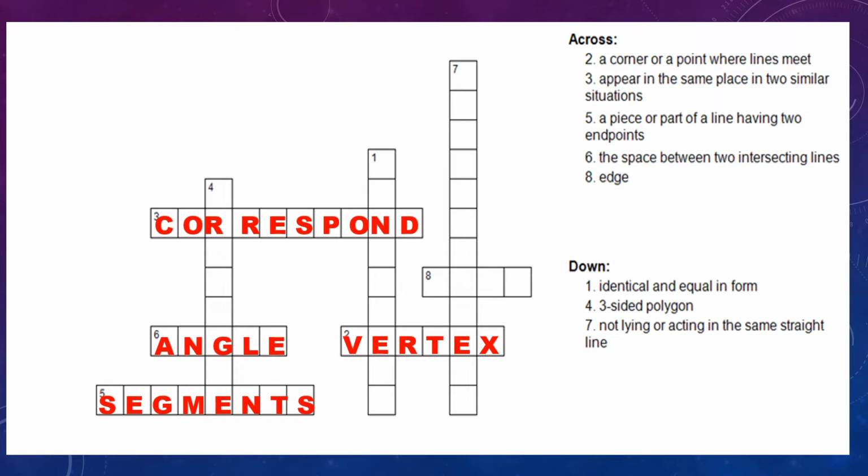The space between 2 intersecting lines. That is angle. Edge. What is the synonym or the same word for edge? That is side. Down. 1, identical and equal in form. The word is congruent. 4, 3-sided polygon. The word is triangle, correct. And not lying or acting in the same straight line. The word is non-collinear.